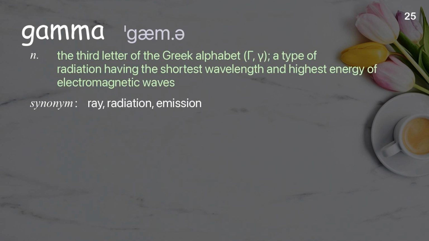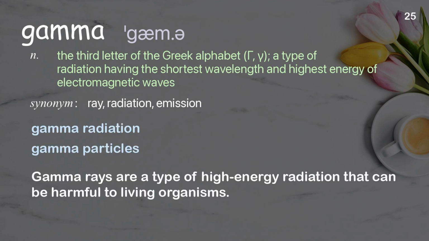Gamma. The third letter of the Greek alphabet, gamma, a type of radiation having the shortest wavelength and highest energy of electromagnetic waves. Examples: Gamma radiation. Gamma particles.